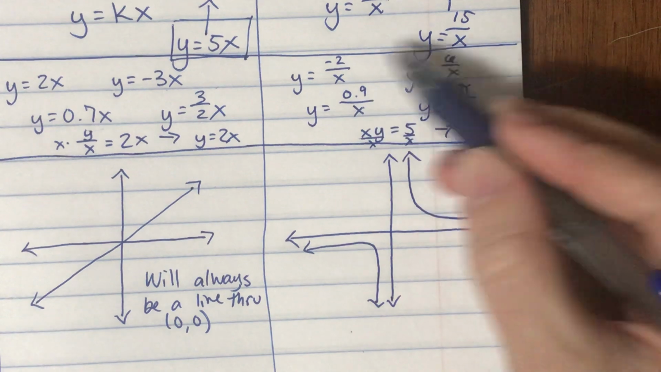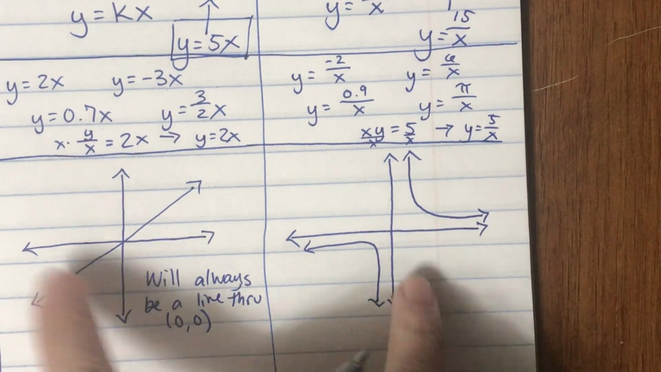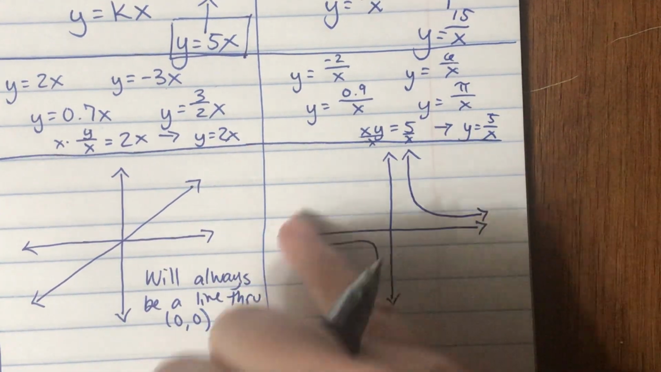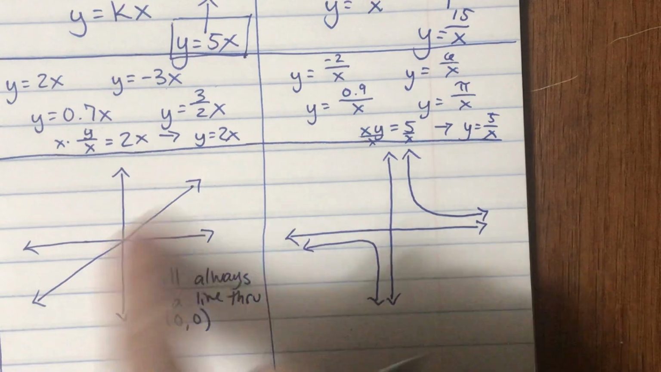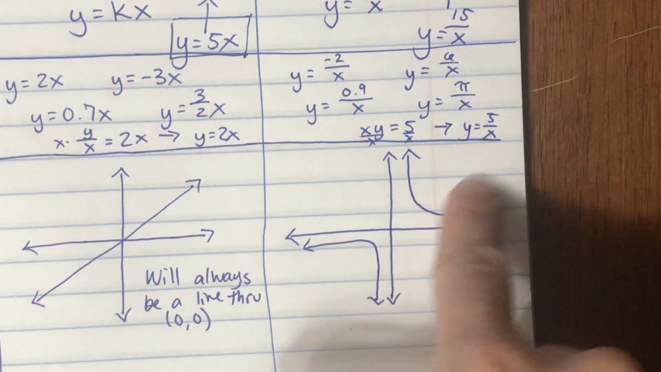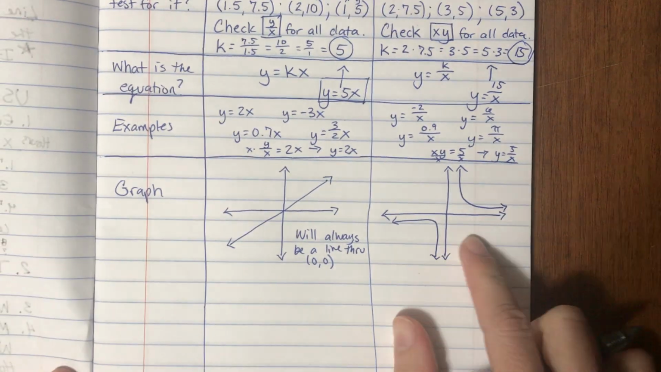And so again, you might want to take a second and go type some of those in just to convince yourself, but you will be asked to differentiate between a direct variation and inverse variation. Inverse variation always looks like this. Direct variation always is a line through 0, 0. This one doesn't have common points, and it definitely doesn't go through 0, 0, but it should look like that. Inverse variation will always look like this.